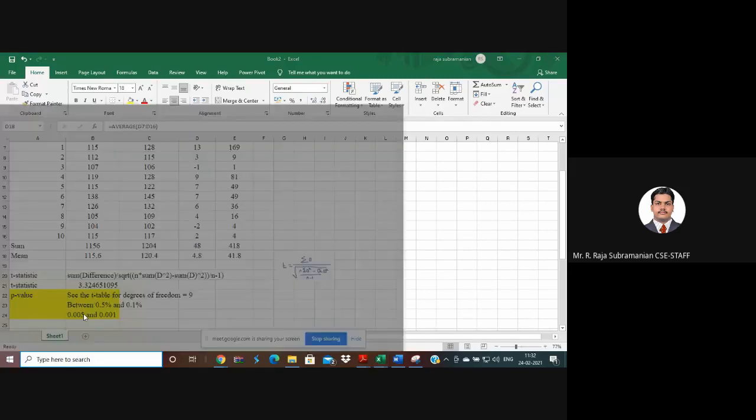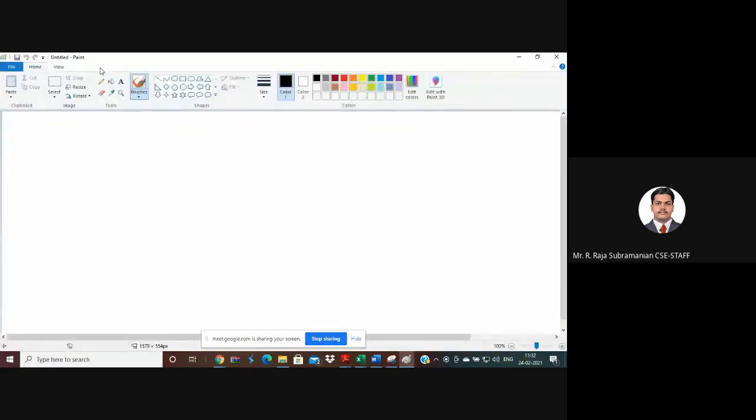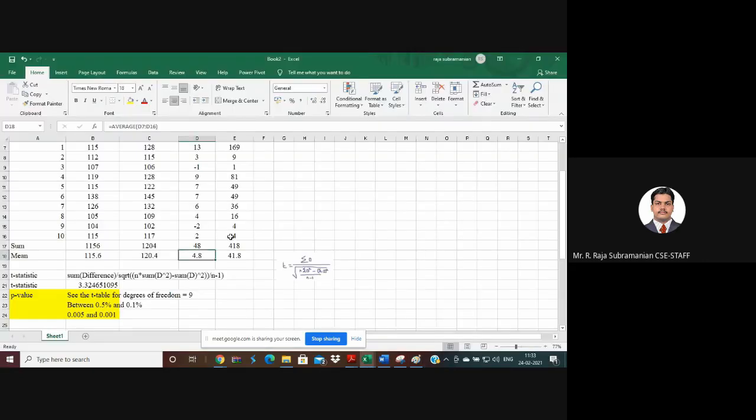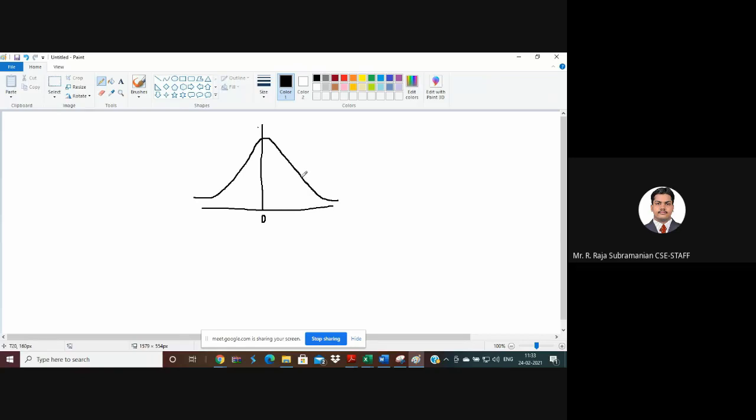So I'll take a paint window and explain that to you. I have a line here. Now this is going to be 0, the mu, the mean value, centered at the mean. Now if I draw the normal distribution curve for the student's t distribution, now what is the value I need to do? Say my t value is 3.32 here. So 3.32 may be something around here. So I say that this is going to be my distribution.